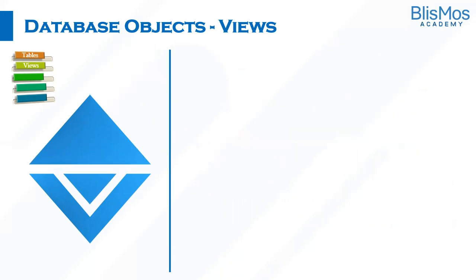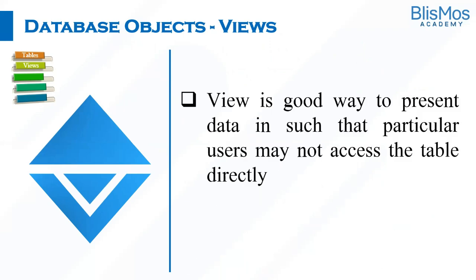Now, one of the very important things is that whenever you have multiple team members in a project, you don't want to give access to the tables to all the team members, yet you want them to view the data. In that case, we can use a view so that it will not give access to the table, yet the team members can view the data.